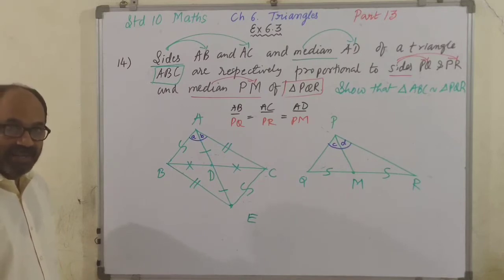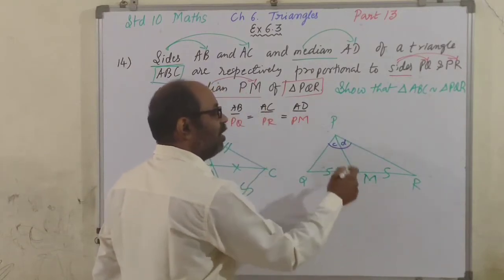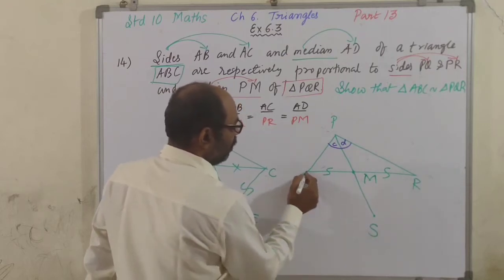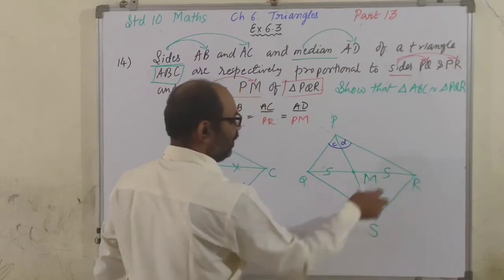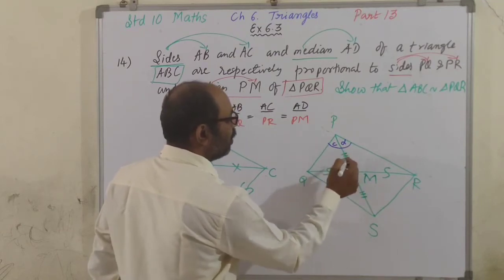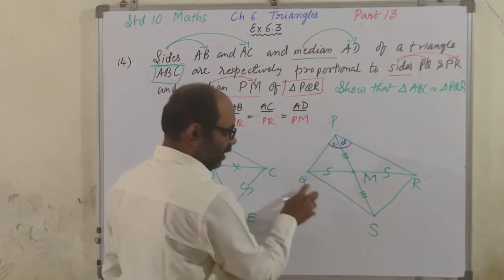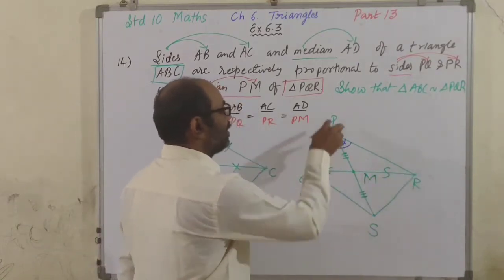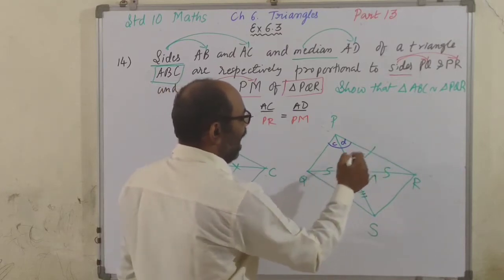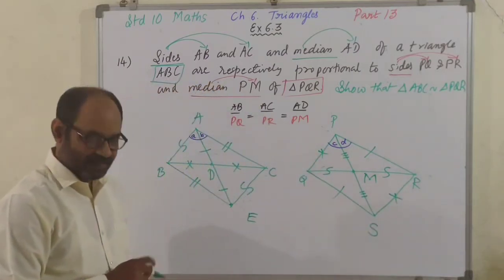Sure, 100%. In the same way, I'll produce PM. Now these two sides are equal. I'll produce PM to point S, and join S with R and S with Q such that PM equals SM. Similar to this, you get quadrilateral PQSR whose diagonals QR and PS bisect each other. So this is a parallelogram. Alright, so PR equals QS and RS equals PQ. Remember, please.